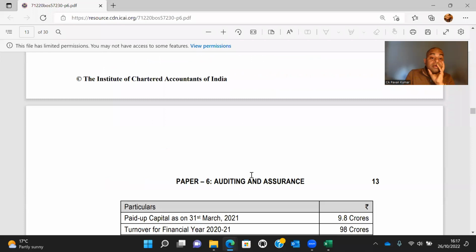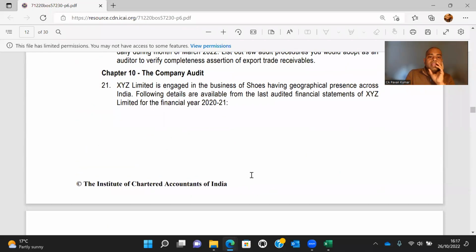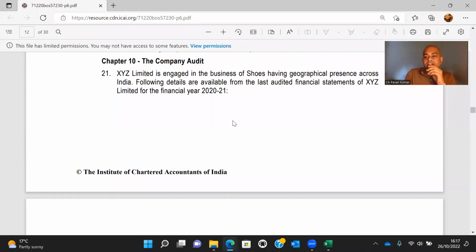Company audit. Oh my God, we'll say this. Company audit. Okay, so who is going to read this? Arya Prasad, can you read this, ma'am?